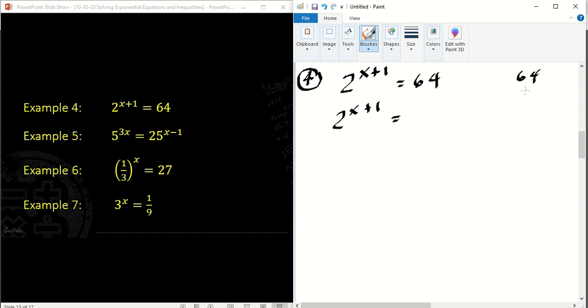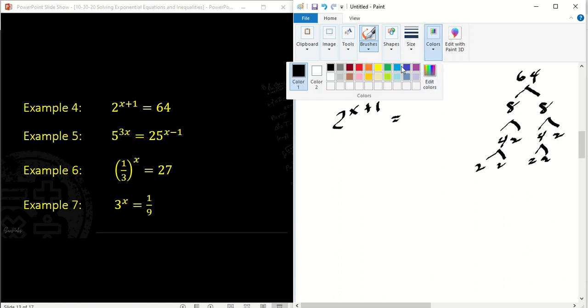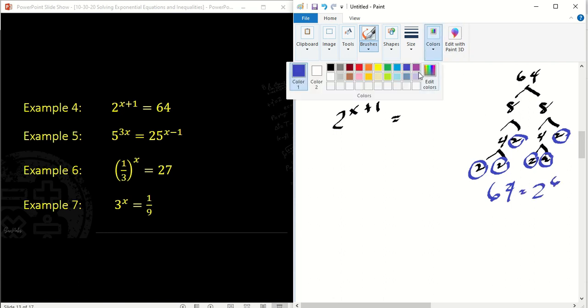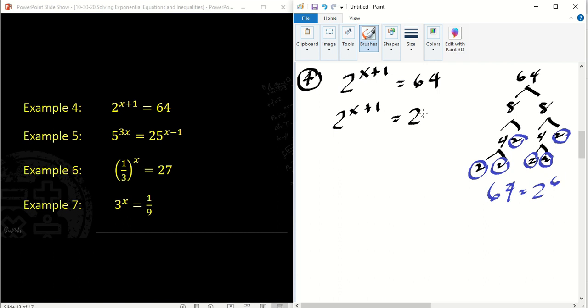I-factor natin. Mahaba-habang factor to. Sir, 8 and 8. Yung 8 pwede pa, 4 and 2. Yung 4 pwede pa, 2 and 2. O ilang 2 to lahat yan? Bilangan mo lang yan. Bilangin yung 2, lahat ng nasa dulo lang ha. So 1, 2, 3, 4, 5, 6. So correct, 6. So 64 is equal to 2 to the 6th power. Okay? So therefore, that will be 2 to the 6th power.